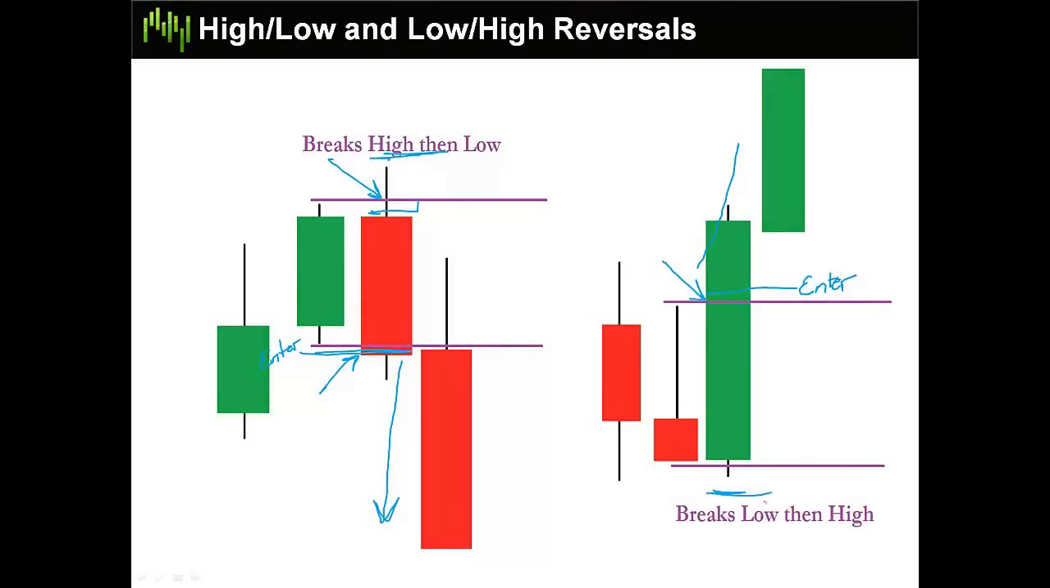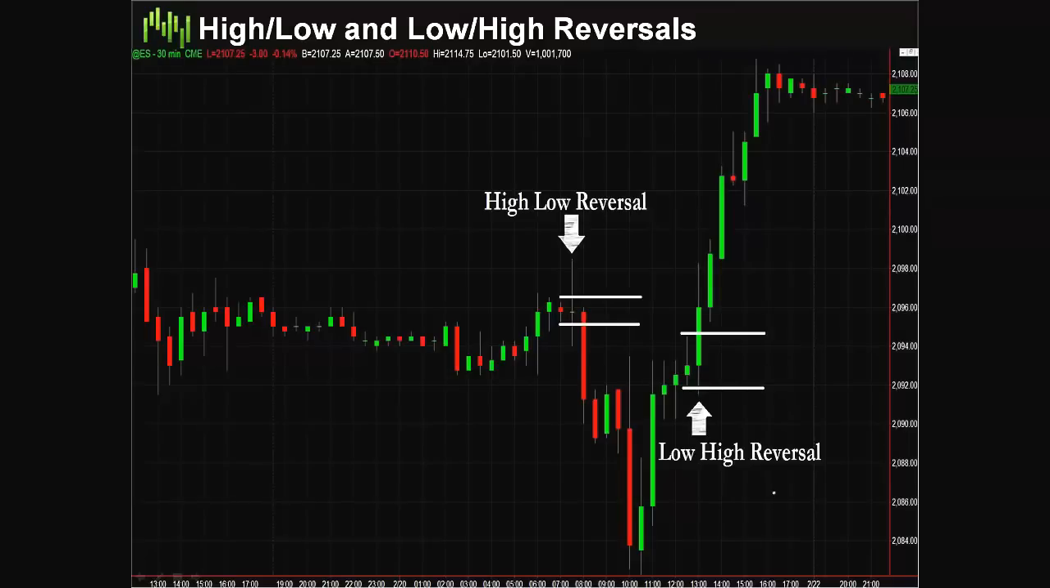Now, for those of you that don't know much about the S&P E-mini futures contract and how this works, one, it's a highly leveraged instrument, so be aware of that.